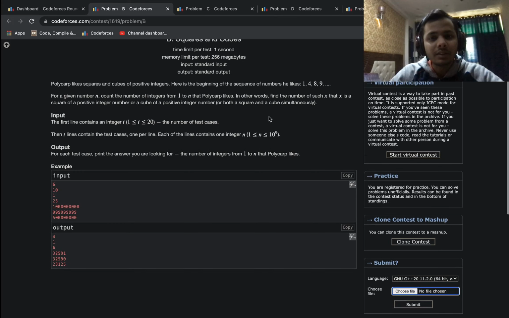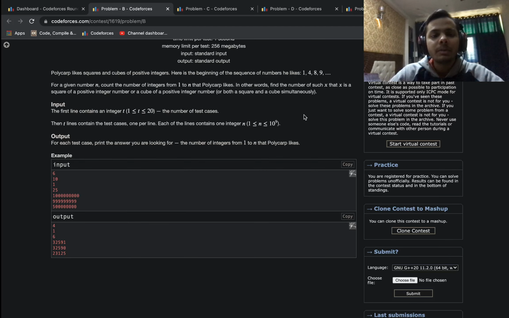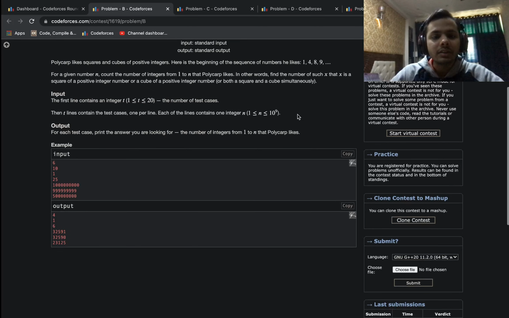Again, this is not a very difficult problem to think about. Basically, we just need to count the number of perfect squares and perfect cubes less than or equal to n, and that's about it, right? So we can just pre-compute all the perfect squares and perfect cubes in a vector, sort them out, and when we'll be given n, we just need to output the total number of numbers in our vector which are smaller than or equal to n, which can be easily found using binary search, right? So that's about it. That's all that we have to do in this problem.